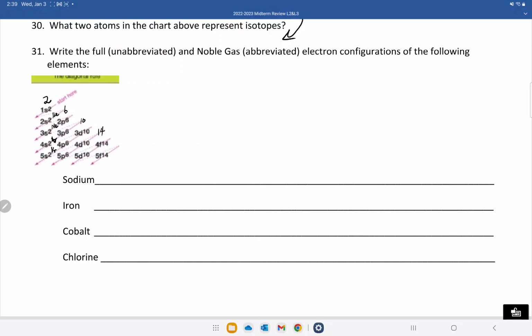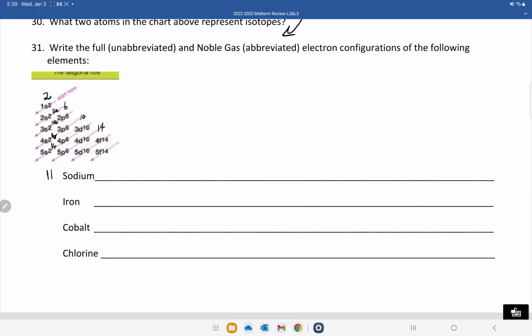So the first thing you're going to do is you're going to look at the periodic table and you're going to say, how many electrons does each of these things have? So sodium, we get its atomic number, and sodium has 11 protons, which means it has 11 electrons in its neutral atom. Iron has 26, cobalt has 27, and chlorine has 17.